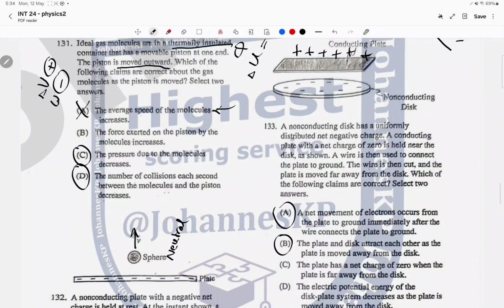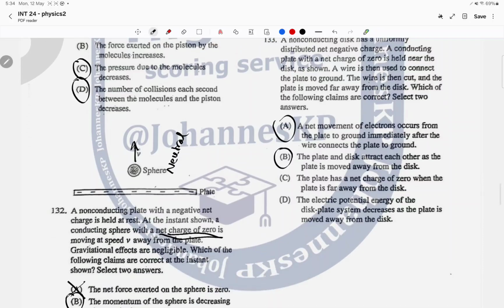Yeah, and now they attract each other, so now they want to move toward each other. So now if you move them away from each other, that's moving against the attraction, which means you're going to have more PE, not less. So it's not D. So it's A and B. Yeah. Very interesting.